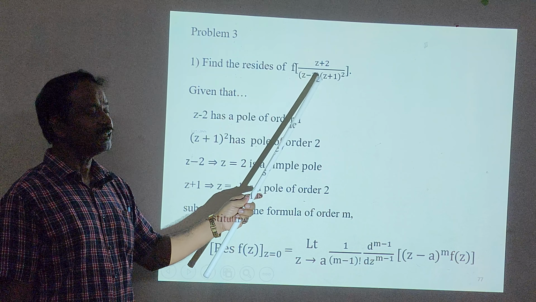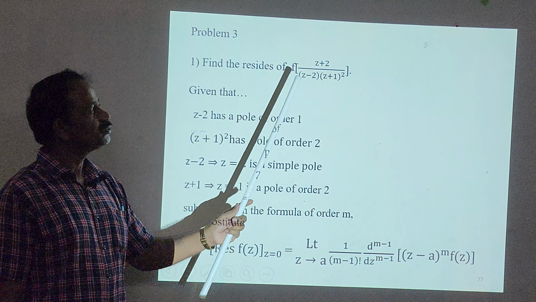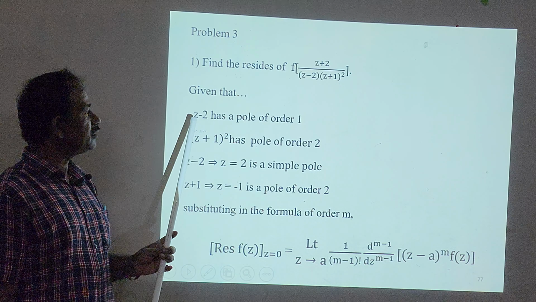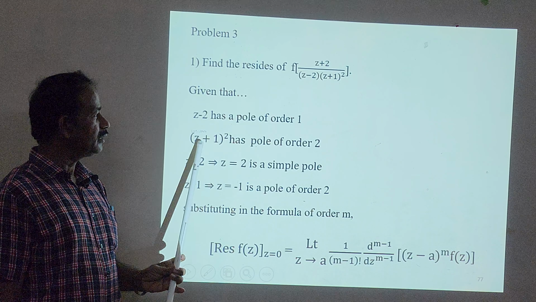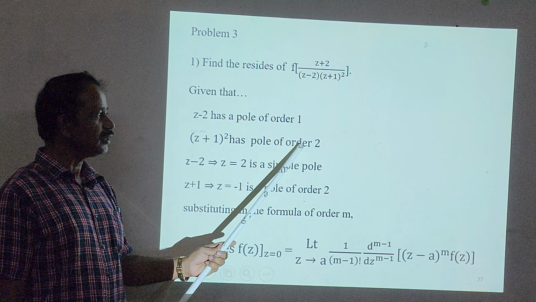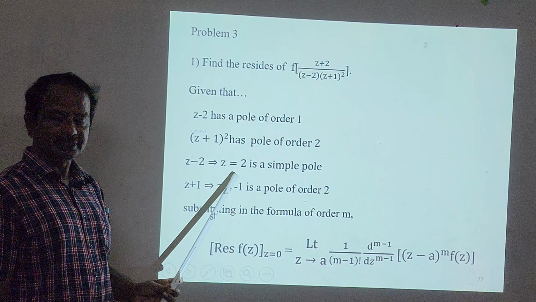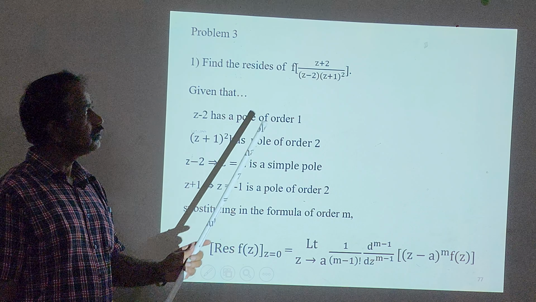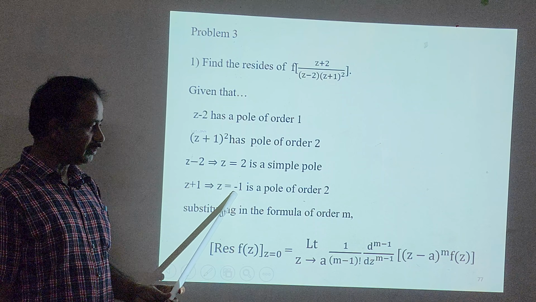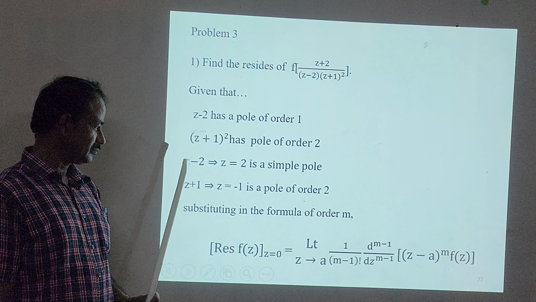So this is of order 1 and this is of order 2. So it's a simple pole. So z minus 2 has a pole of order 1, z plus 1 whole square has a pole of order 2. First we will go with the simple pole. z minus 2 will give you z equals 2, which is a simple pole. z plus 1 will be z equals minus 1.